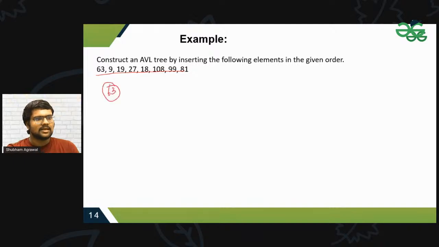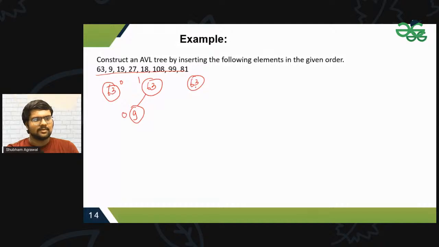Now we will insert 9. We will perform the standard binary search tree insertion. 9 will be compared with the root and it is less than the root, so 9 will be here. Again we will compute the balance factors. It will be 0, and 1, so it is again balanced. Now we will insert 19. 19 is compared with 63, so it is less, and when it is compared with 9, it is also less.